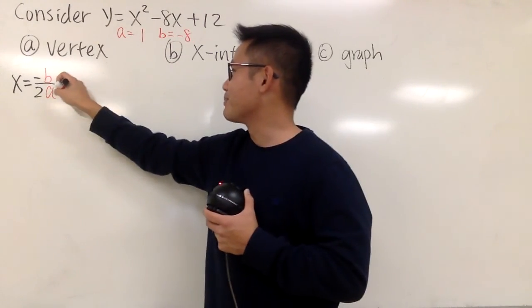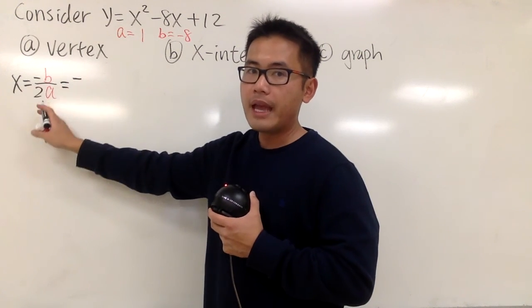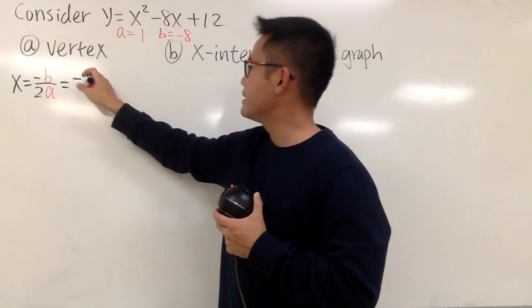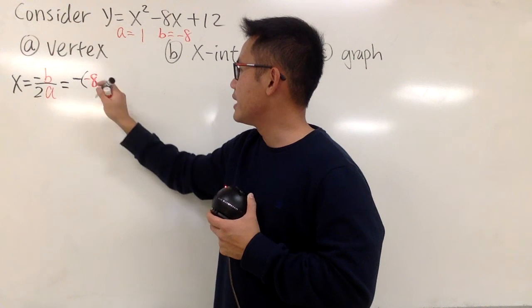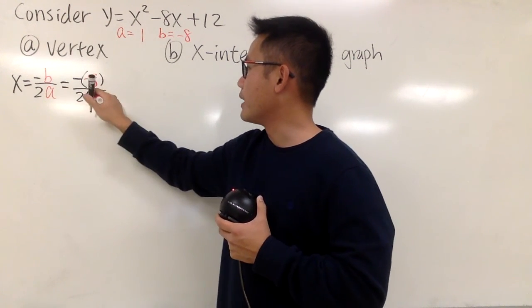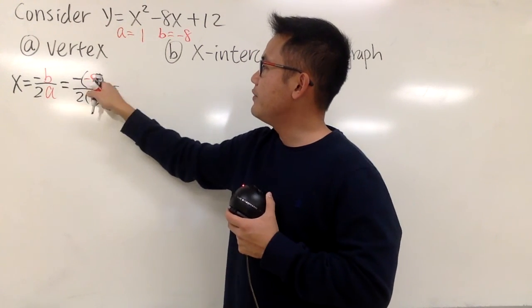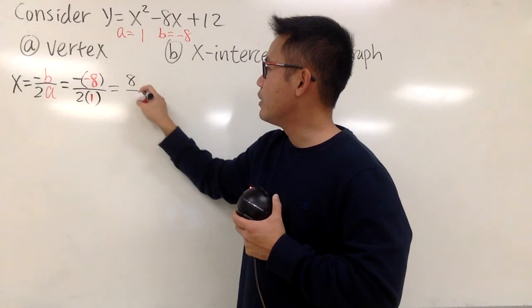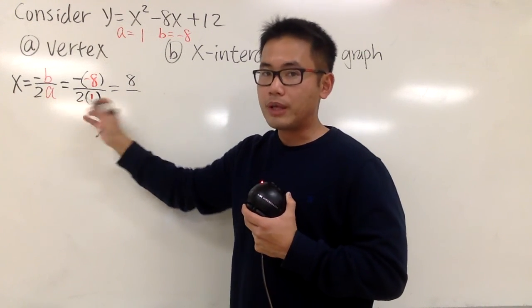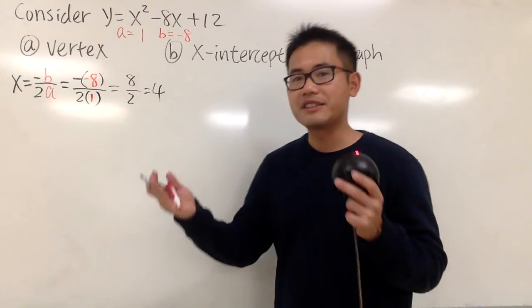Anyway, now let's just plug in numbers. Here we have this negative from the formula, and then b is negative 8. So open the parentheses and put in negative 8 over 2 times a, which is 1, like this. And then on the top, negative negative 8 gives us positive 8 over, on the bottom, 2 times 1 is just 2. So divide this out, we get 4. And that's the x value.